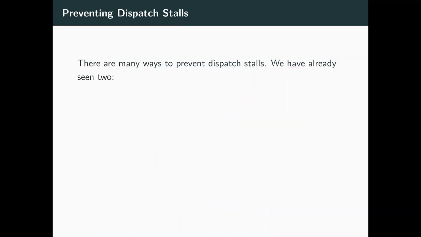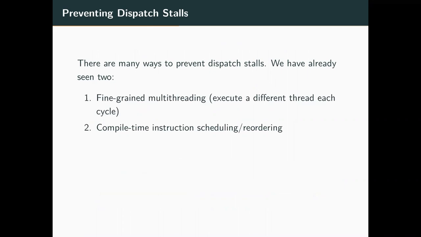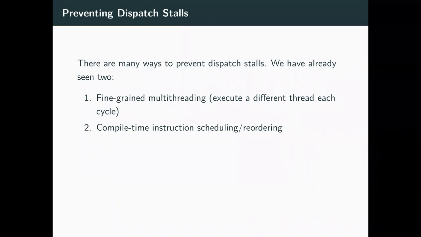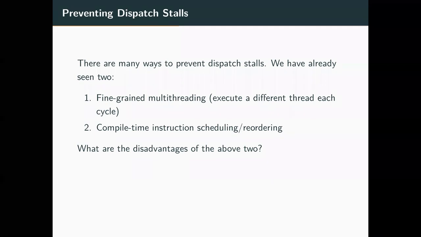Now, we've also seen a couple of other ways to prevent these stalls already. We have seen, for example, fine-grained multi-threading. This is the one where you have a bunch of different thread contexts and you switch between them on each cycle. So this prevents you from ever having two instructions from the same thread in the pipeline at the same time. We also talked about, as I mentioned before, this compile time scheduling and reordering. So we can just shuffle our instructions around so that we can hide the latency of constant time instructions. But there are disadvantages.